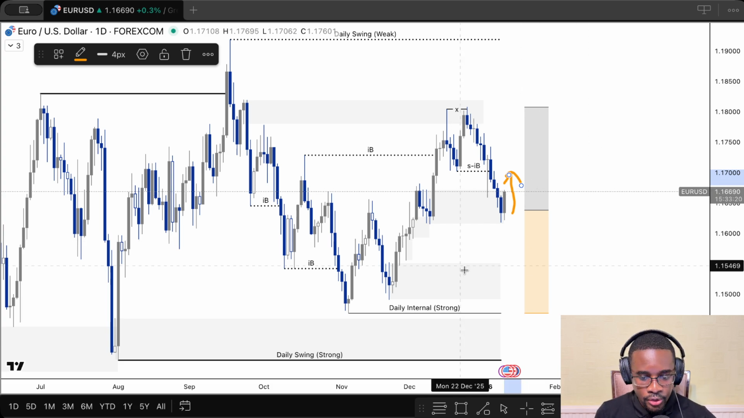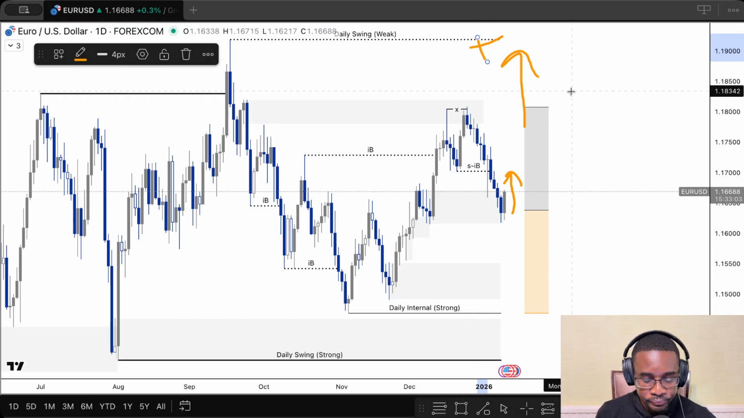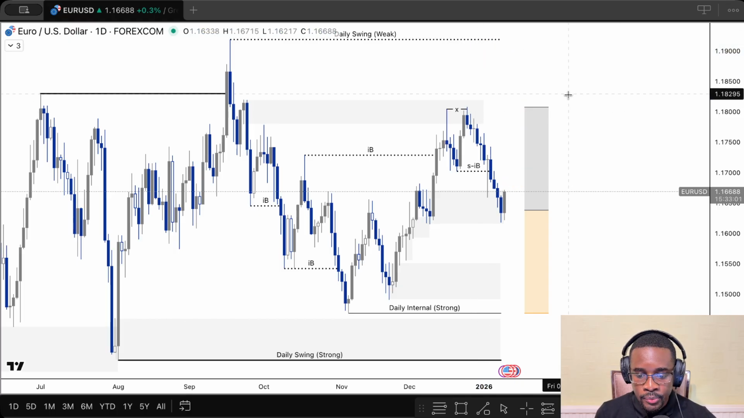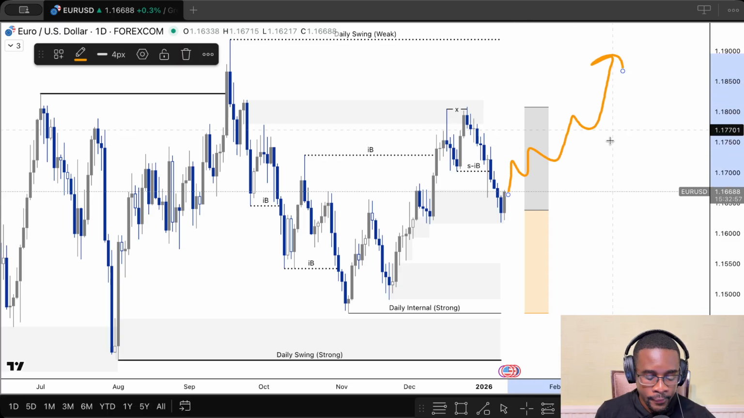So the expectation is, as always, that swing is bullish, internal is bullish. So the expectation is that we'll continue bullish until maybe we start targeting this daily swing week high. Okay, so the expectation is that we might start to see bullish price action all the way.